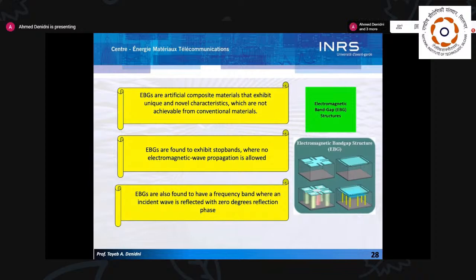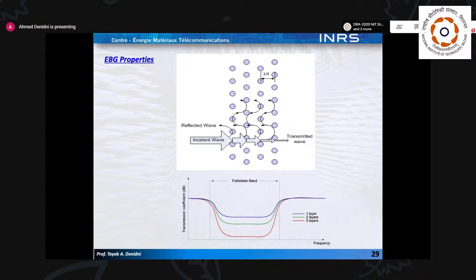Now I give an example of the EBG structure. We can see here some periodic structure, and we have the incident wave, reflected wave, and transmitted wave. If we measure the transmission coefficient, we can see the wave passes at this band, but at this band, which is called the forbidden band, the wave is reflected back. This depends on how many layers: this is for one layer, two layers, and three layers. If you use many layers, we can achieve a strong forbidden band that is reflected, while the other bands can pass. In this way, the structure looks like a filter.